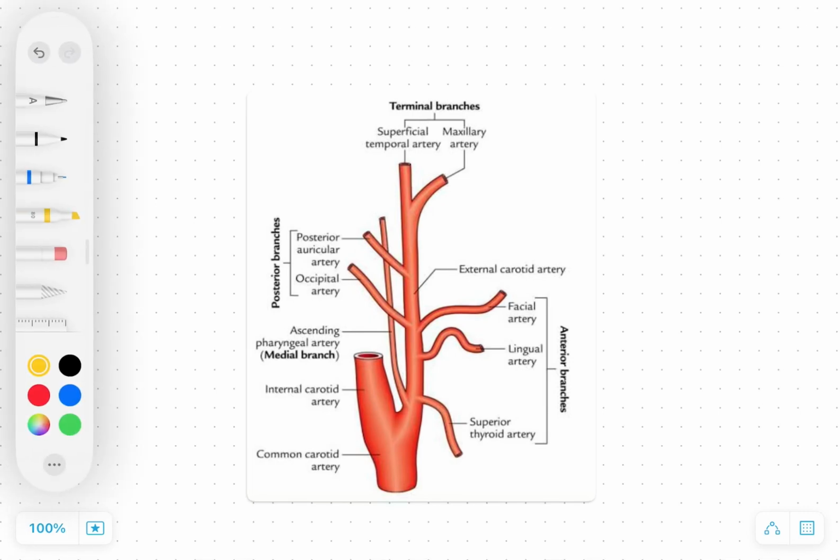Hello everyone, in this video we are going to discuss the branches of the external carotid artery. First, coming to the anterior branches. The anterior branches are the facial artery, lingual artery and superior thyroid artery. And the posterior branches are the posterior auricular artery and the occipital artery. The medial branch is the ascending pharyngeal artery, and the terminal branches are the superficial temporal and maxillary arteries.